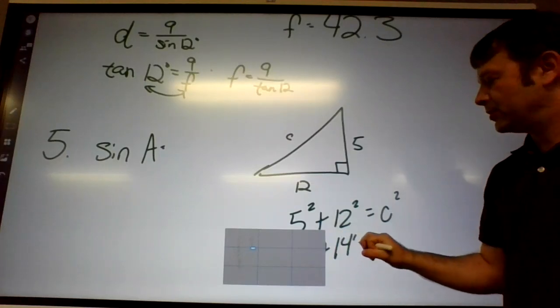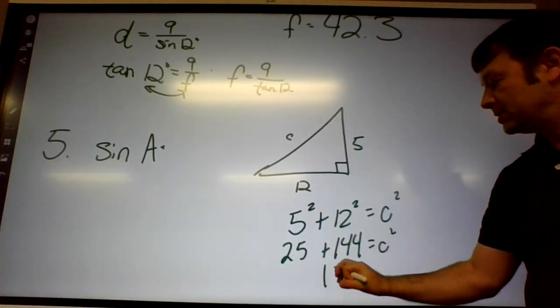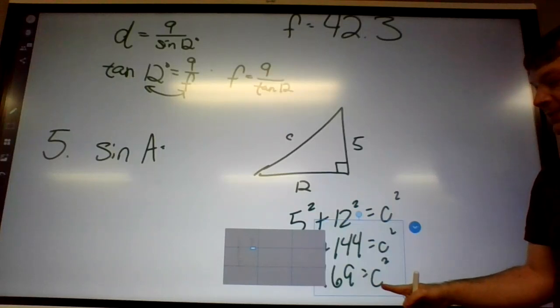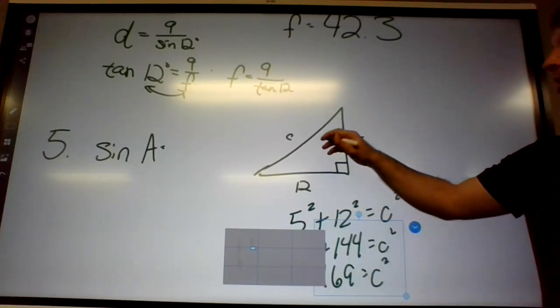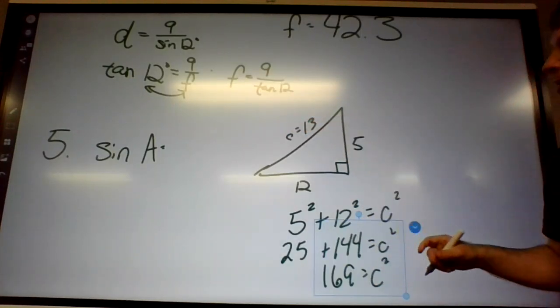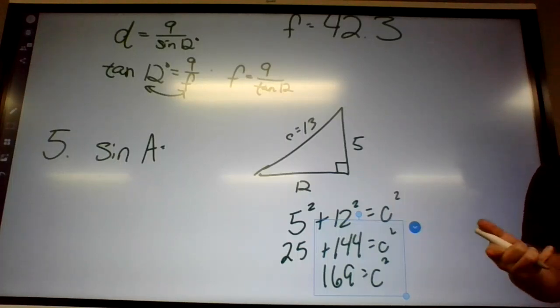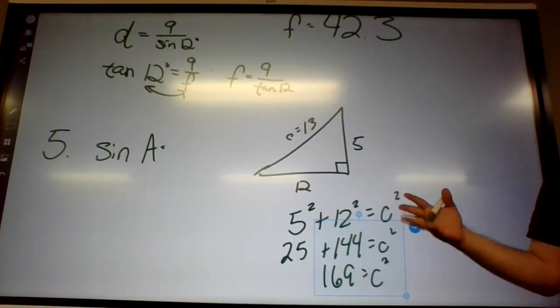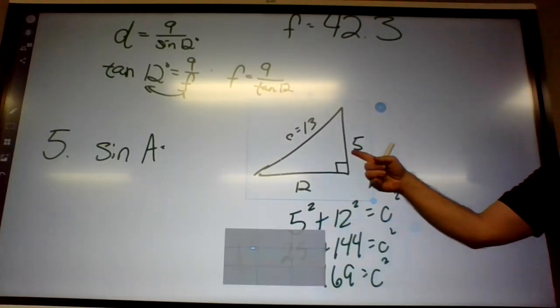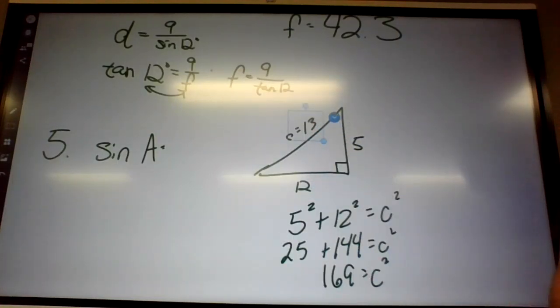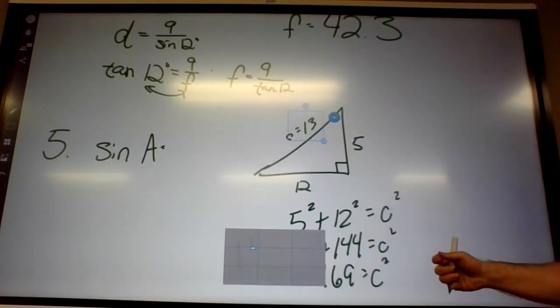25 plus 144 is 169. So C squared is 169. So how do we find C? Square root. And that comes out as 13. The most popular right triangle is a 3, 4, 5, because it's the smallest numbers that come out nice. This is the second most popular because it's the smallest that comes out nice after that. 5, 12, 13, right triangle.